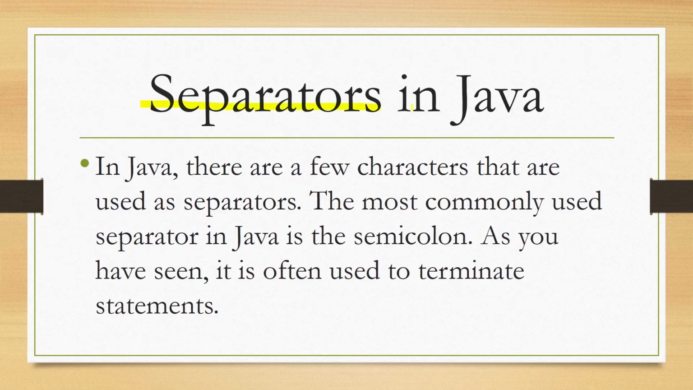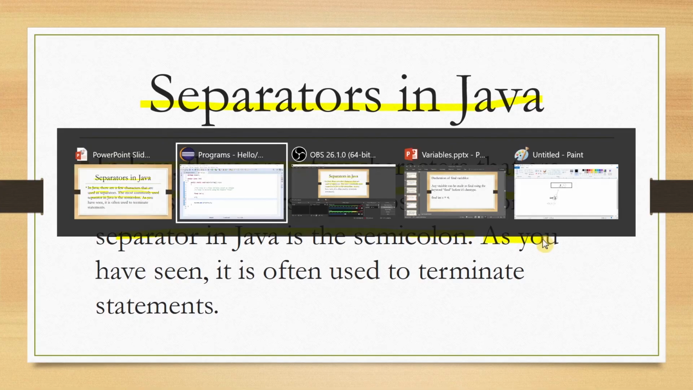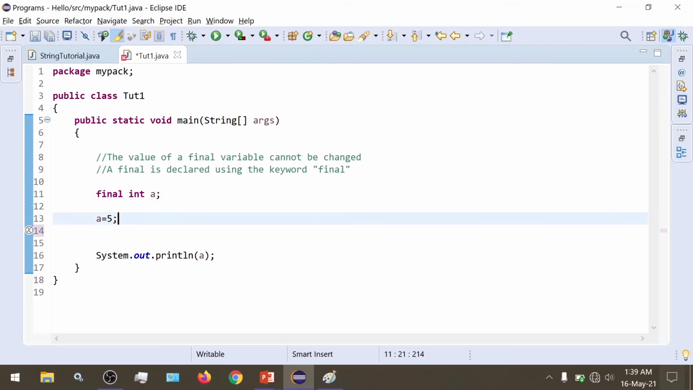Now let us take a look at separators in Java. In Java, there are a few characters that are used as separators. The most commonly used separator in Java is the semicolon. A semicolon is used to indicate the end of a line. Here, as you can see, we have used a semicolon after every line of the program. This is because we want to tell the compiler that this line has ended, and whatever comes after this is a new line that you have to evaluate.